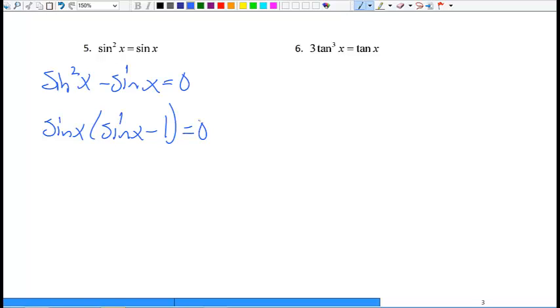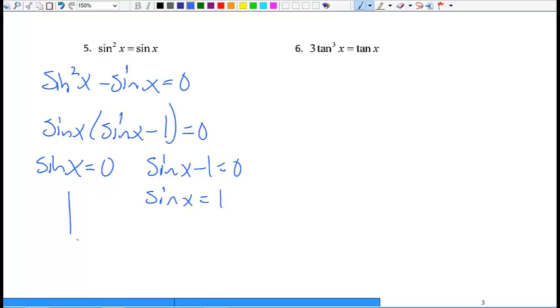And then I'm going to set each of those equal to 0. So that's sine x equals 0, and sine x minus 1 equals 0. So that'll give me sine x equals 1. Okay. Well, where do I see sine actually equal to 0? I see it equal to 0 on the x-axis at 0 and at pi. So let me write this out, that x is 0 and pi. And then where do I see a sine value of 1? That's up at the top there at pi halves.